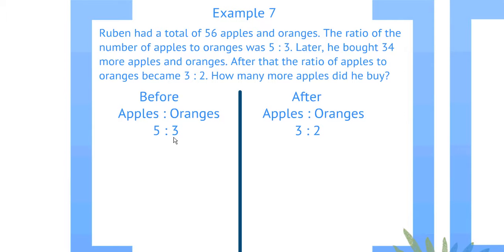I observe that the number of units representing oranges before is not the same as the number of units representing oranges after. The number of units representing apples before is also different from the number of units representing apples after. I want to make these two numbers equal, the 3 and the 2.